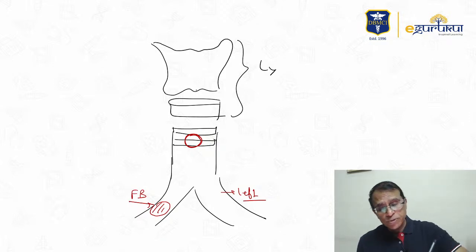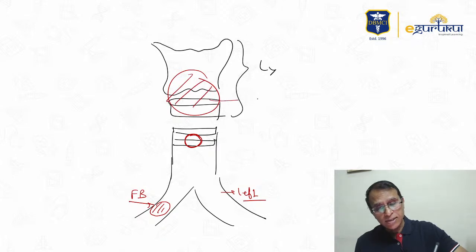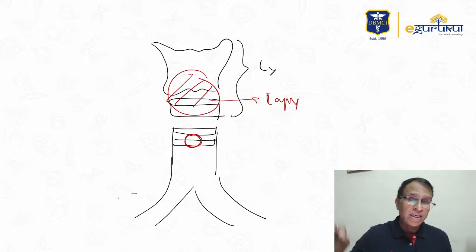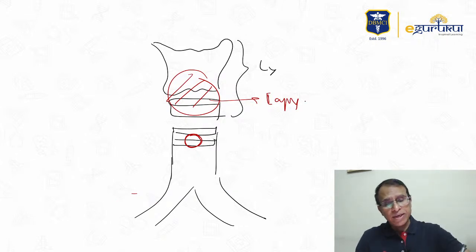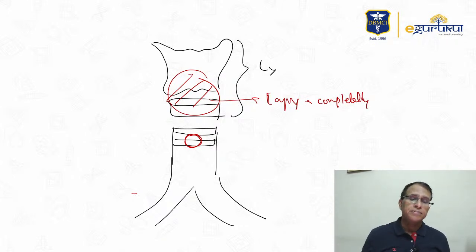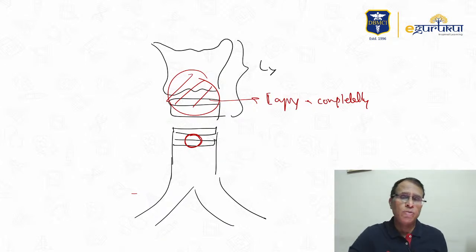If larynx is obstructed, if the foreign body is in larynx, if the larynx is completely blocked, will this patient be able to reach hospital alive? If your airway is completely blocked, this patient cannot survive for more than 2 minutes. Isn't it? He won't even reach the hospital alive. He will die even at home, wherever the foreign body is. So there is no question of tracheostomy.